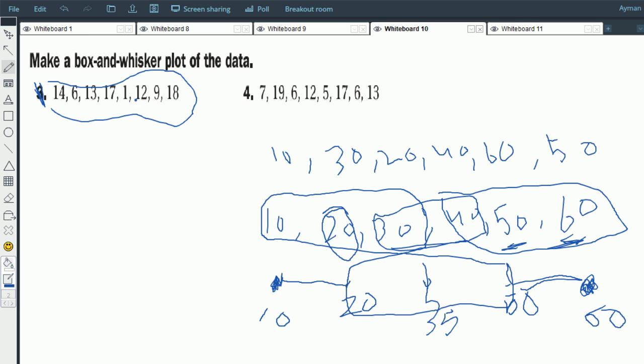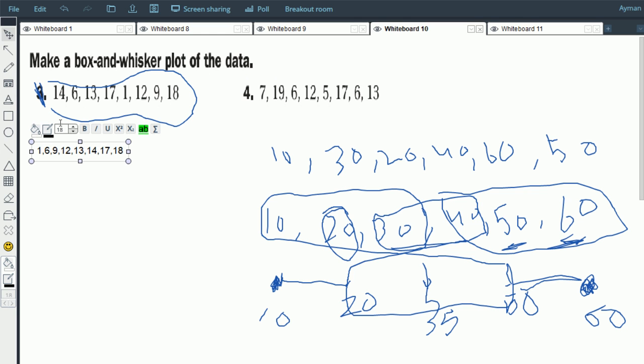Muhannad, try to solve question 3, which is 14 and 6 and 13 and 17 and 1 and 12 and 9 and 18. First of all, you need to order them from the smallest to greatest. Let's try this one. The first one will be 1, then we have 6. Then 9, and we have 12 and 13 and 14, 17 and 18. Again, 1 and 6 and 9, after that 12, after that 13, then 14, 17, and 18.